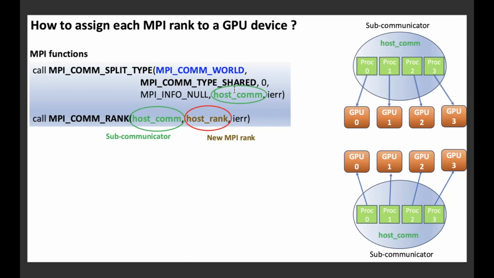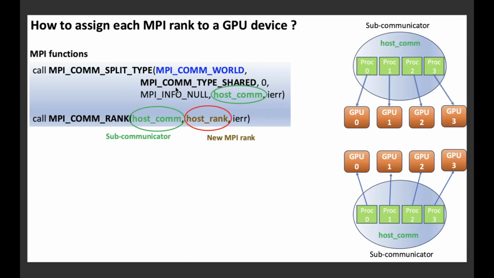The subcommunicator is then passed as an argument to another MPI function, and the output of this function is the host rank. As I mentioned, this is the ID of each process within a subcommunicator. Process 0 has a unique ID, and process 1 has another ID. This is very important, because we don't want multiple processes to run on the same GPU. So this is the picture on the MPI side.